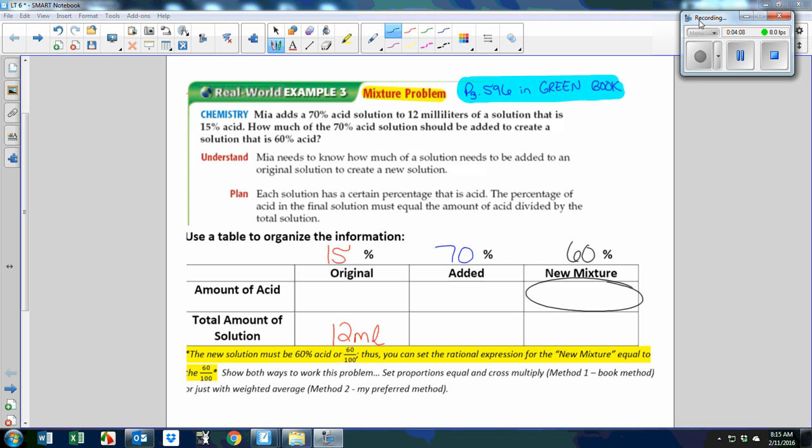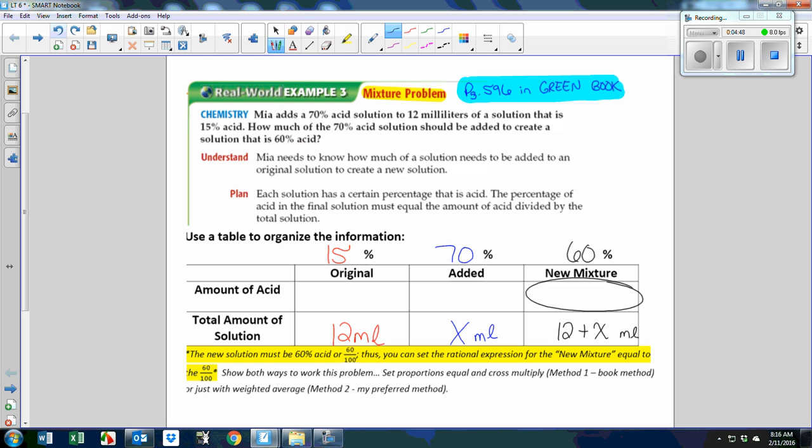The total amount of solution. This table helps us organize all the information. Well, the total amount of solution we're going to add, we don't know. So X milliliters, we don't know how much of that 70% we're going to add. But if we pretend for a moment that we add 50 milliliters, how much will be in the solution once we've finished adding the two together? Well, we'd have 50 plus 12. We'd have 62 in this spot here. Well, since we don't know, we can still express that total amount in the final mixture as the 12 milliliters that we started with plus the X milliliters that we add.